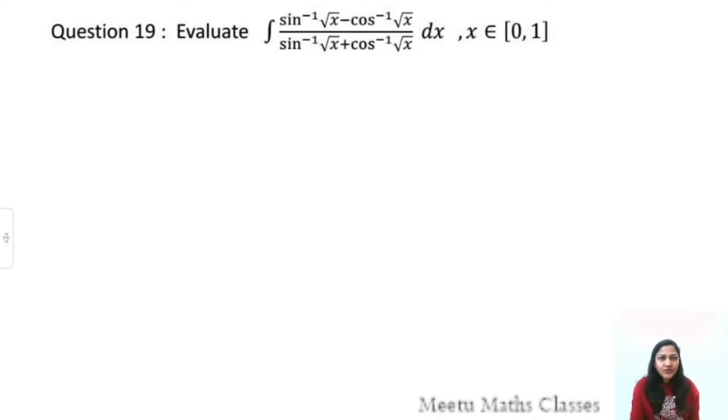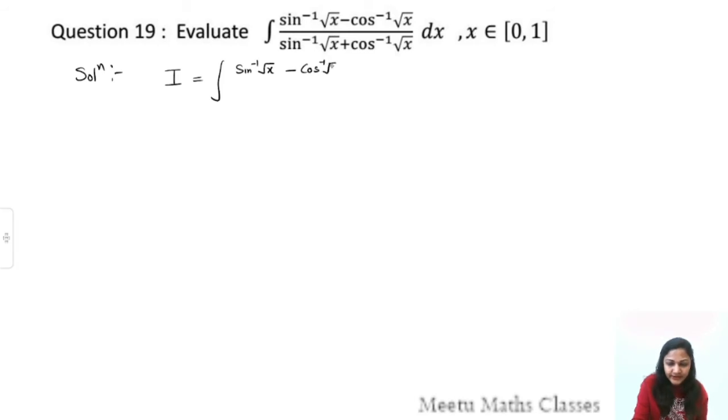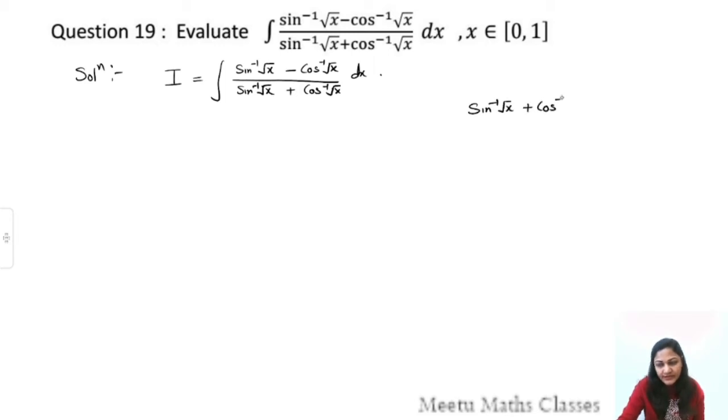Now your next question is question number 19 of the miscellaneous exercise, and that is a very important question. The question is: evaluate the integral of (sin inverse root x minus cos inverse root x) upon (sin inverse root x plus cos inverse root x) dx. We know the property of inverse trigonometric functions that sin inverse something plus cos inverse something, if the angles are the same, then sin inverse root x plus cos inverse root x will become pi by 2.